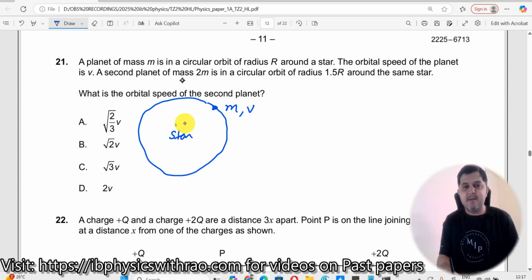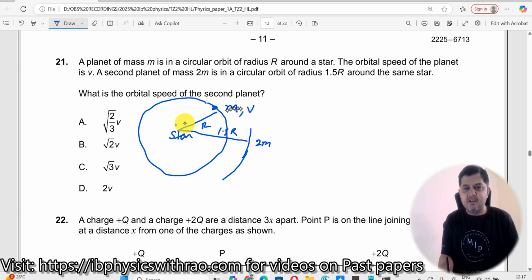The second planet of mass 2m is in a circular orbit of radius 1.5 r. Now, where will 1.5 r be? This is r over here, and 1.5 r could be this one. Okay, much farther away. The mass of this is 2m, and what is the orbital speed of the second planet?